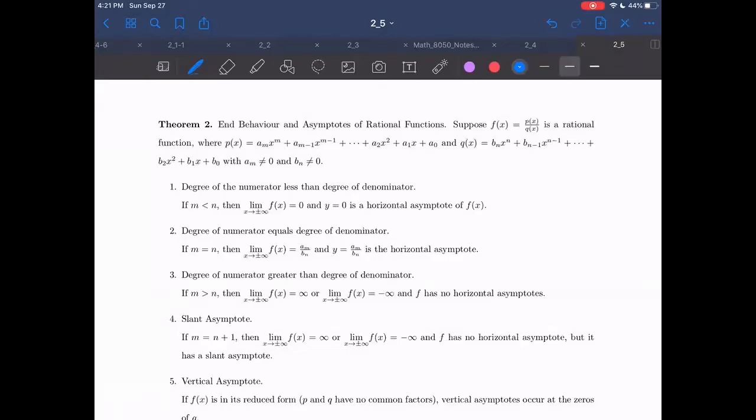All right, so we've also got a theorem here looking at the end behavior and the asymptotes of rational functions. If we've got a rational function, p over q, where they're both polynomials, there's a couple cases. If the degree of the numerator is less than the degree of the denominator, so the highest exponent in the numerator is less than the highest exponent in the denominator, then the limit as x approaches positive or negative infinity is going to be 0, and y equals 0 is our horizontal asymptote.